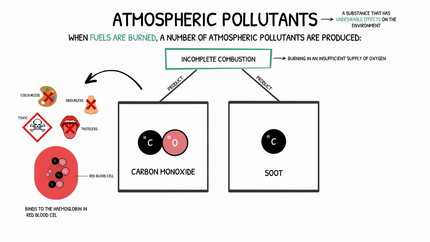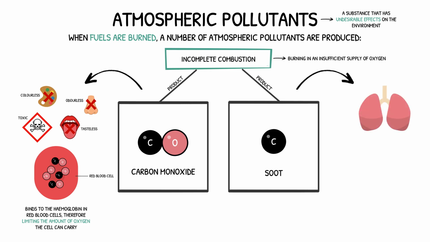It binds to the hemoglobin in red blood cells, limiting the amount of oxygen the cell can carry and reducing the amount of oxygen that is transported around the body. In turn, the presence of carbon monoxide in the red blood cells can cause fainting, and in the worst case scenario, death. Soot is tiny particles of carbon.